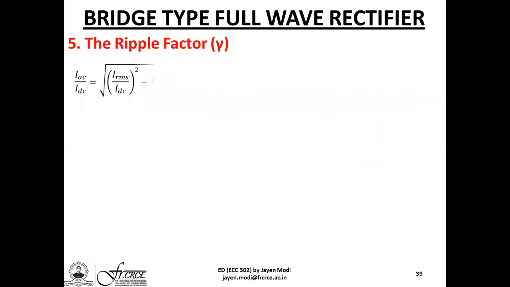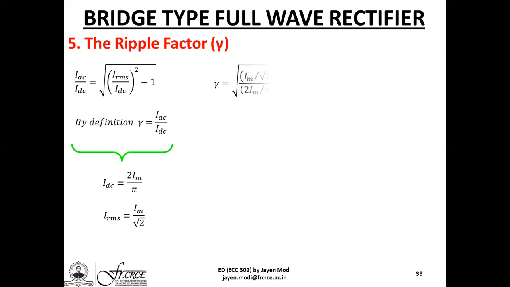That is equation number 4. Since we have this particular equation of IAC divided by IDC is equal to square root of IRMS upon IDC, the whole term square, minus 1, by definition ripple factor or gamma was given by IAC upon IDC. So this is nothing but, putting the values of IDC is equal to twice Im by pi and IRMS is equal to Im by root 2, we finally end up with gamma is equal to square root of Im upon root 2, the whole term square, divided by twice Im upon pi, the whole term square, minus 1.